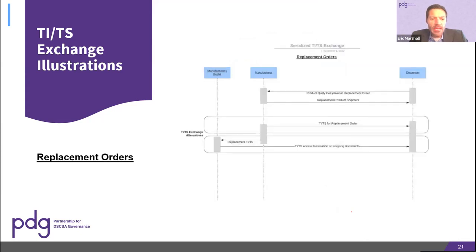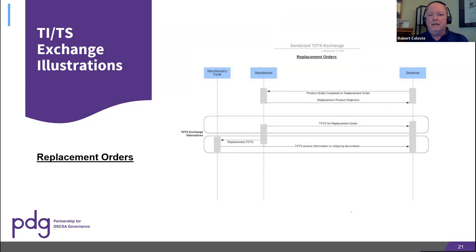Next, just a couple more of these: replacement orders. One came up here as well. Bob, go ahead, hit that first. Sure. In a case where there's an issue with a product that needs to be replaced, even though that product may have been moved from a manufacturer to a wholesaler to a dispenser, the dispenser may be making a product quality complaint or a replacement order with the manufacturer. The manufacturer then would ship that product out, but they also need to make that dispenser whole with TI data for the new product. That takes place directly between the manufacturer and the dispenser in this illustration.